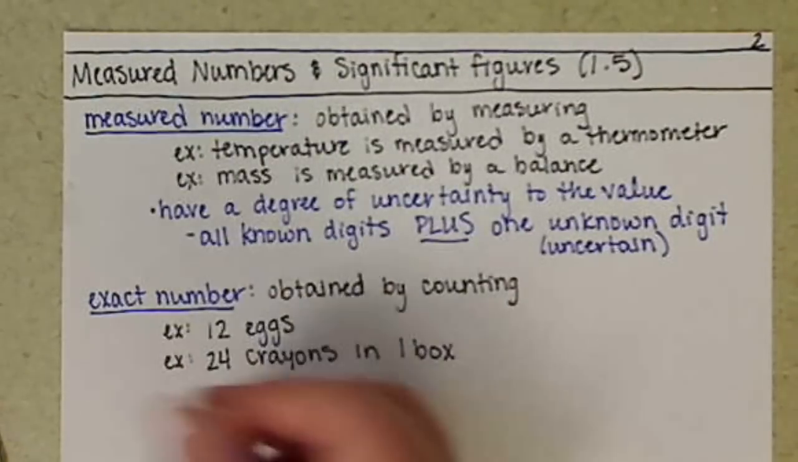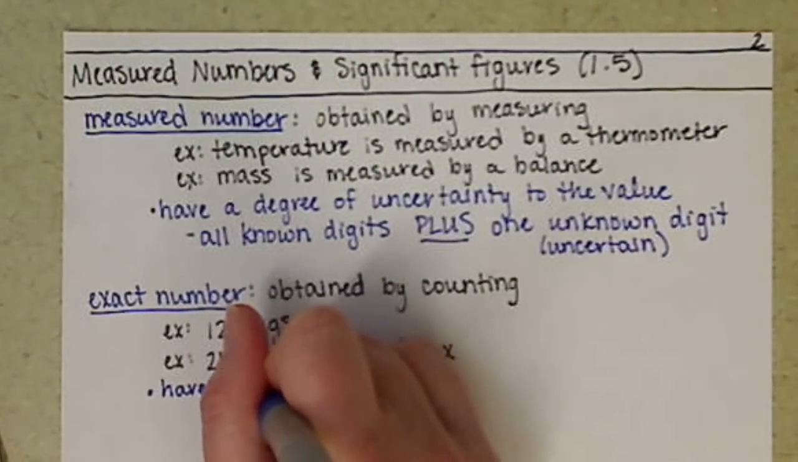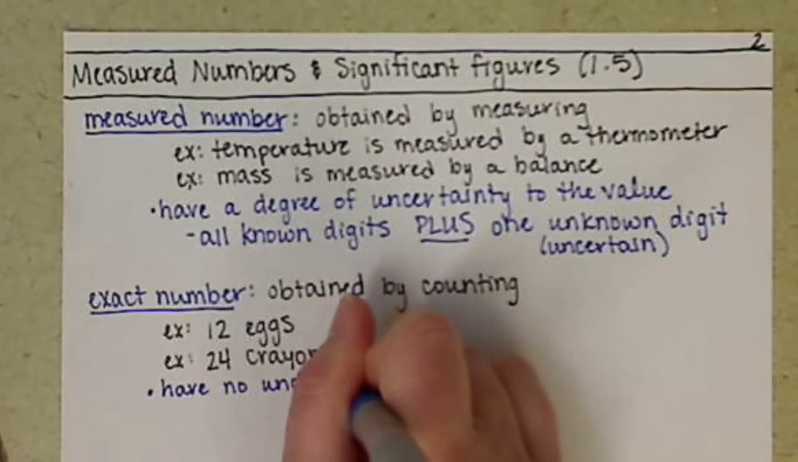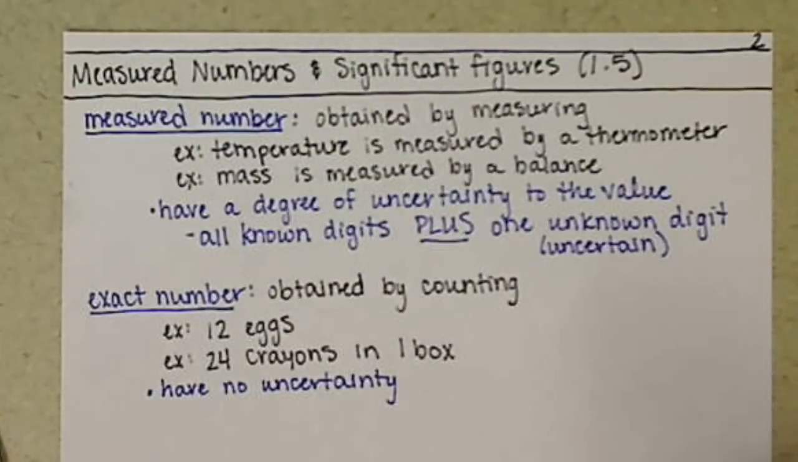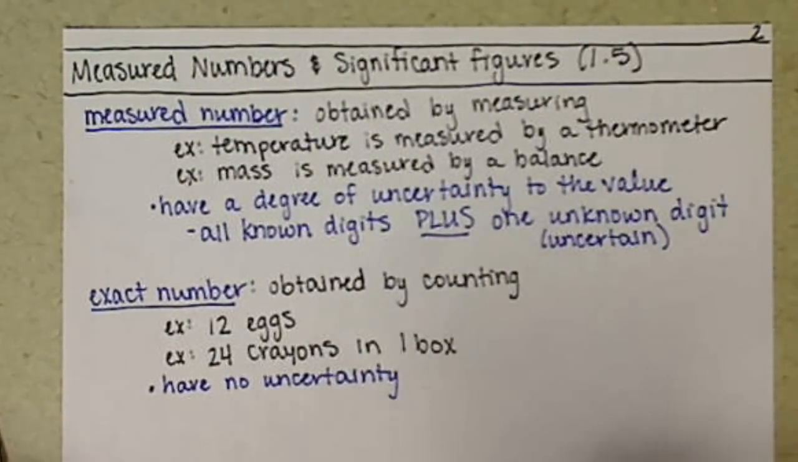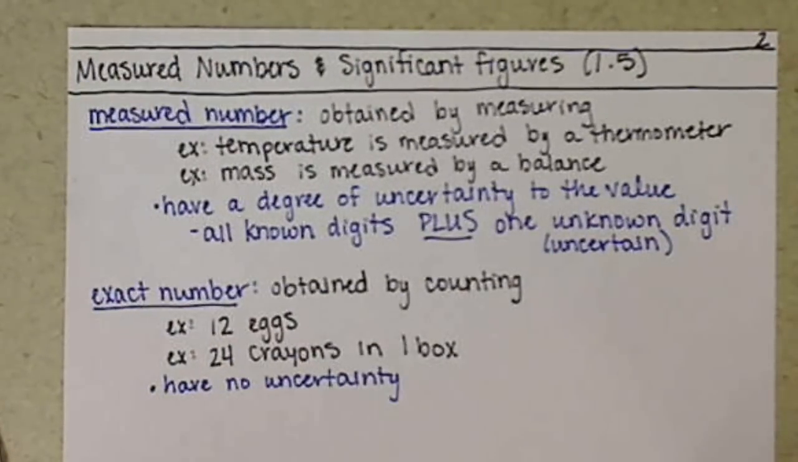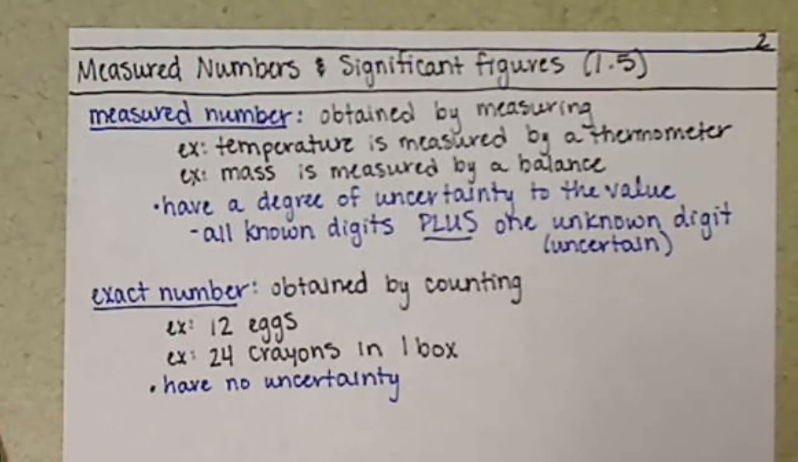So exact numbers have no uncertainty. There is no guessed digit. Objects are going to be things that are exact numbers, something that's counted, not measured. So no uncertainty in our exact numbers. Now, going back to our measured numbers, let's look at where this degree of uncertainty comes into play.